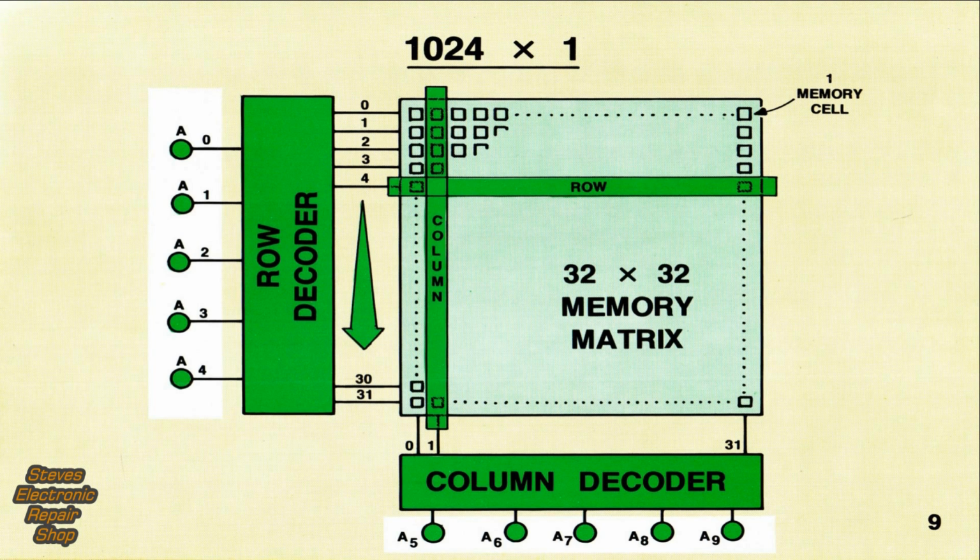...and 32 columns. This arrangement requires 2 separate decoders, one for row selection and another for column selection. Notice, however, that each decoder only addresses 32 locations. Therefore, the decoders are further simplified, the real advantage of this memory array.